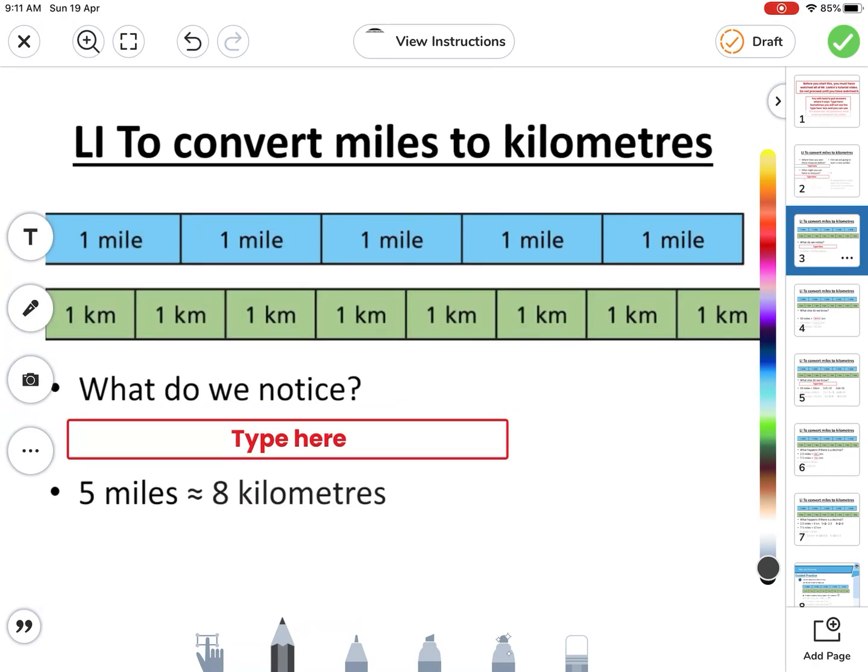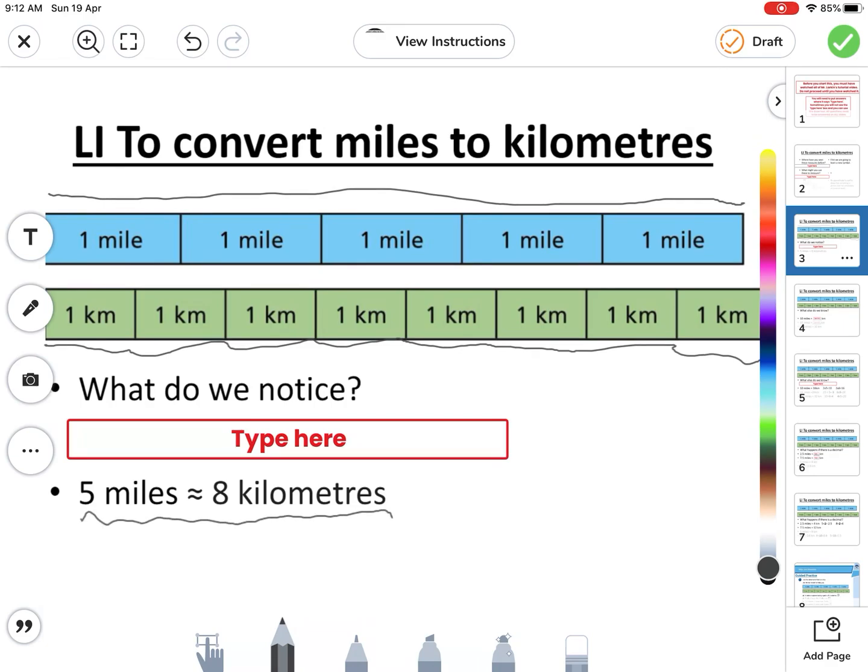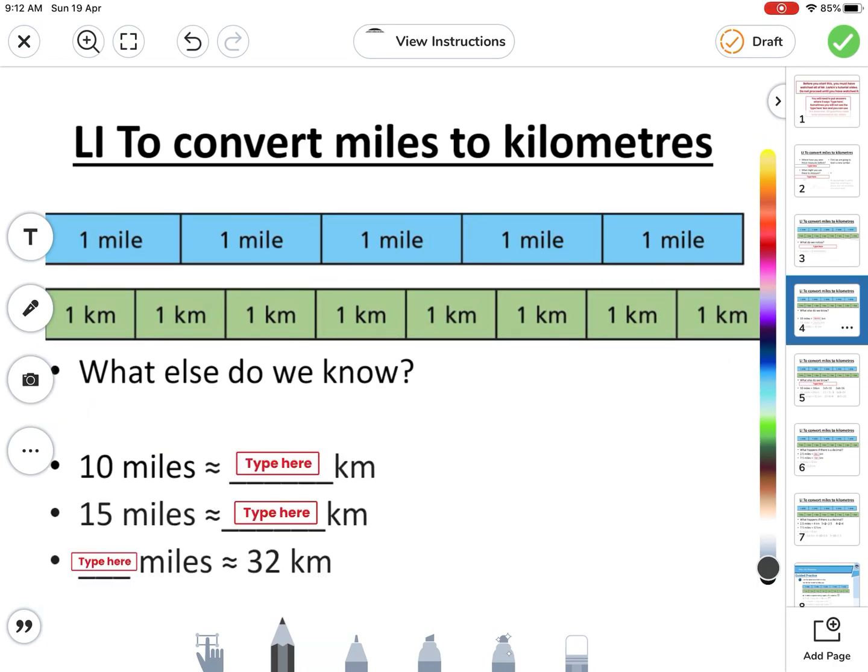What do we notice? Well, we have 5 miles here. It's very close to 1, 2, 3, 4, 5, 6, 7, 8 kilometres. Even though it's not exactly 5 miles to 8 kilometres, that's the rule of thumb we go on, that 5 miles is 8 kilometres. That'll be helpful for later on.